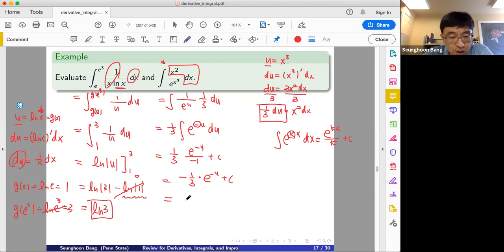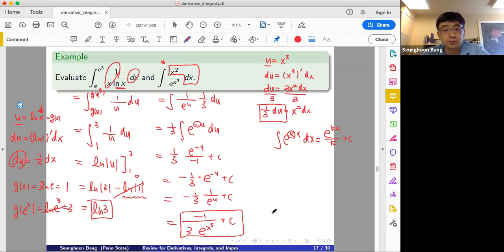I'm going to change this to a positive exponent, 1 over e to the u. The last step is to change back to the x variable. u is the same as x cubed, so change back: negative 1 over 3 times e to the x cubed plus c. This is your final answer for solving this problem.